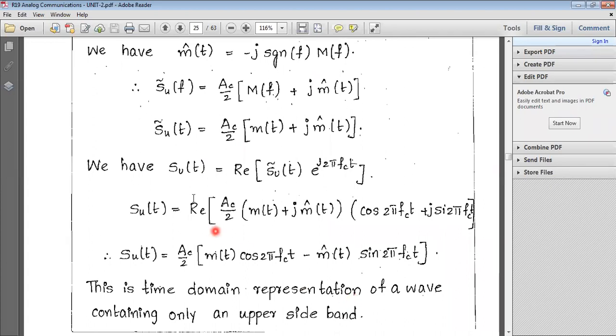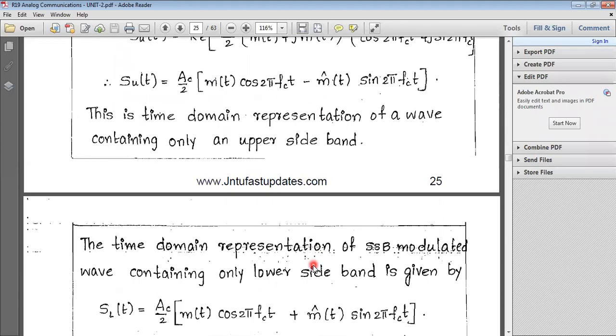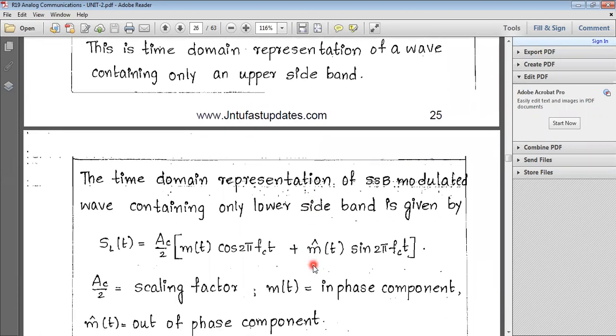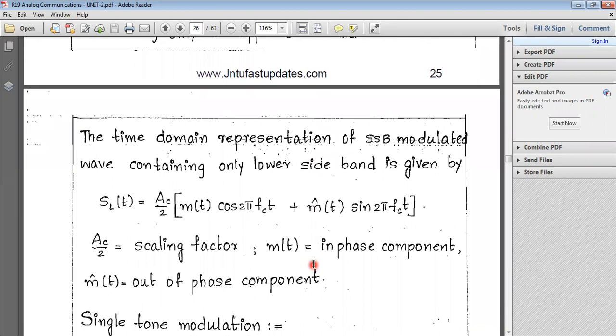If we know the complex envelope of the SSB signal, then we can automatically take the relation and just substitute the complex envelope value, and by considering only the real part, we get the final SSB signal. This is the upper sideband signal. If we change the sign, then it acts as a lower sideband. So this is the SSB signal in time domain.